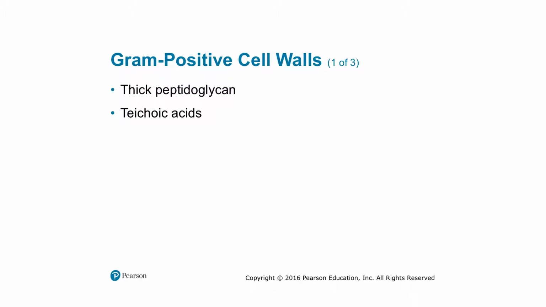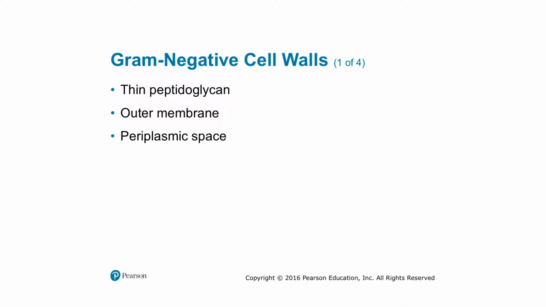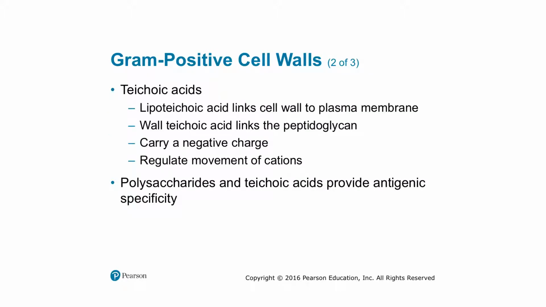Gram-positive cell walls are very thick and contain teichoic acids. What you're going to see in gram-negative is a very thin peptidoglycan, an outer membrane, and a periplasmic space. Lipoteichoic acid links the cell wall to the plasma membrane, and wall teichoic acid links the peptidoglycan. These carry a negative charge and regulate the movement of cations. Polysaccharides and teichoic acids provide antigenic specificity.